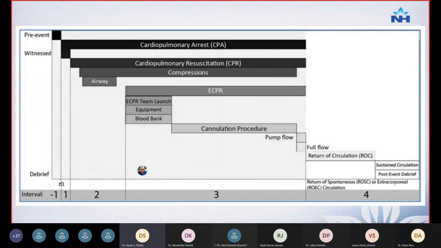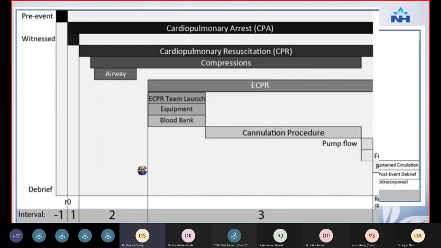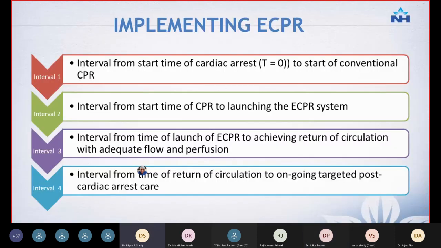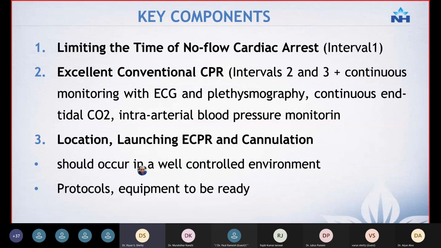There is a cannulation procedure. The blood bank should be informed. Equipment should be ready, and the team works together to get on the ECMO machine, get a pump flow and then get a full flow. When you're trying to return the circulation, that's stage 4. So by looking at this, you can clearly understand these 4 intervals, and what's most important is interval 1 and interval 2. And of course, once you go on ECMO, you should have clear guidelines on how you target the post-cardiac arrest care.